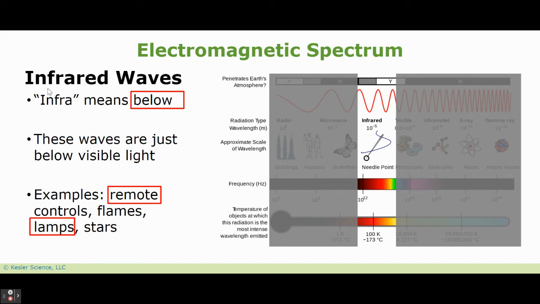And then continuing on the right, so the wavelengths are getting shorter. We have infrared waves. Infra means below. So these waves are just below visible light. You'll see that in a second. Some examples are remote controls. Your remote control uses infrared waves in order to transmit that signal from your remote to the television. Flames, lamps, and stars.